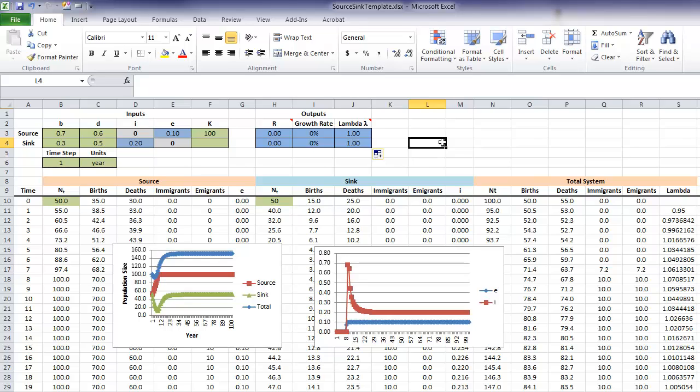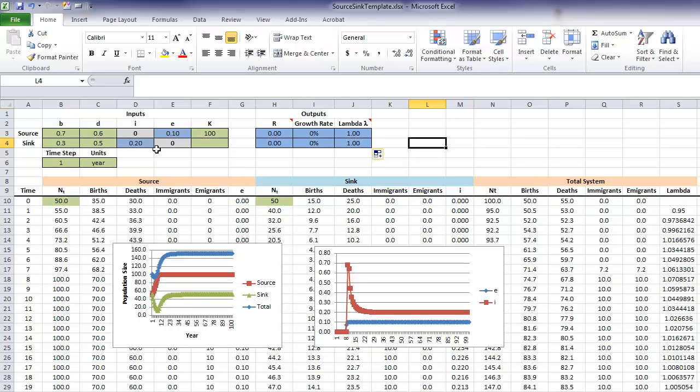Let's review some assumptions we've made. First, we said it's a female-only model, and that all females can give births. So there's no age structure in this particular model. Remember that the source was defined as a subpopulation where the births exceed the deaths, and the sink is a subpopulation where the deaths exceed the births.